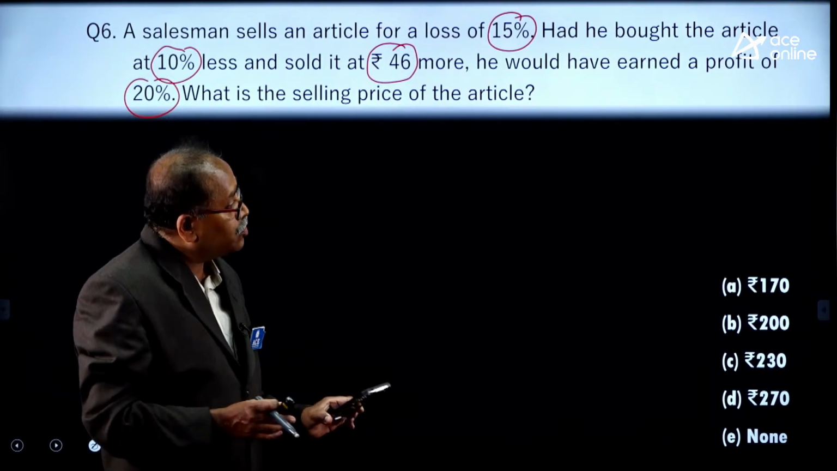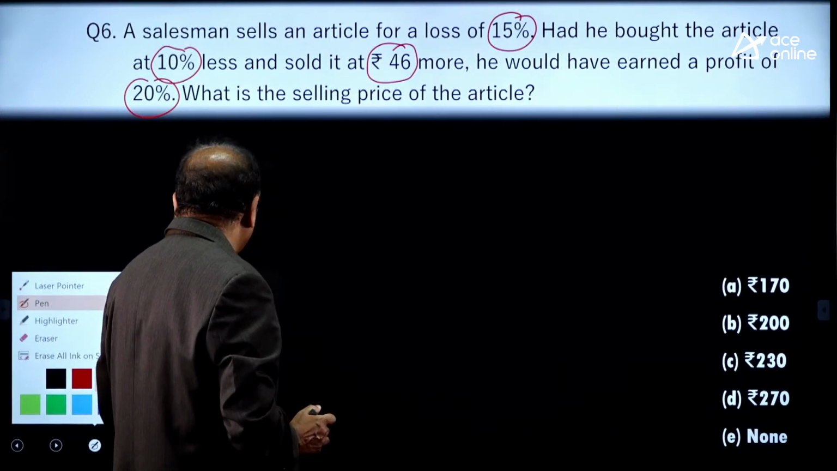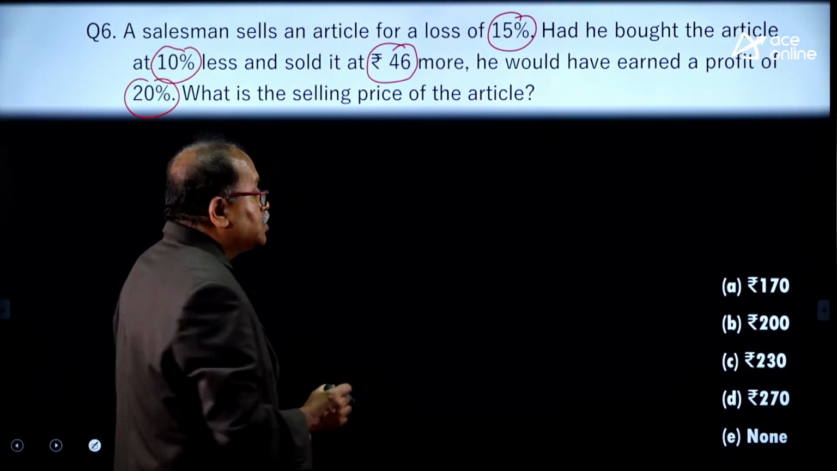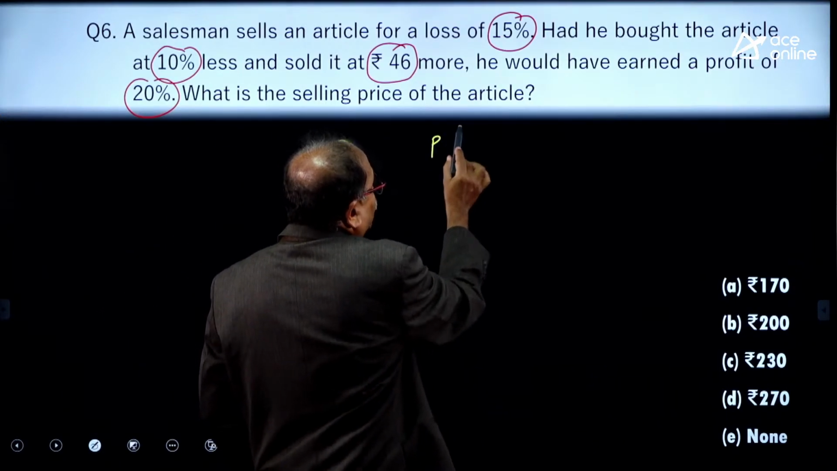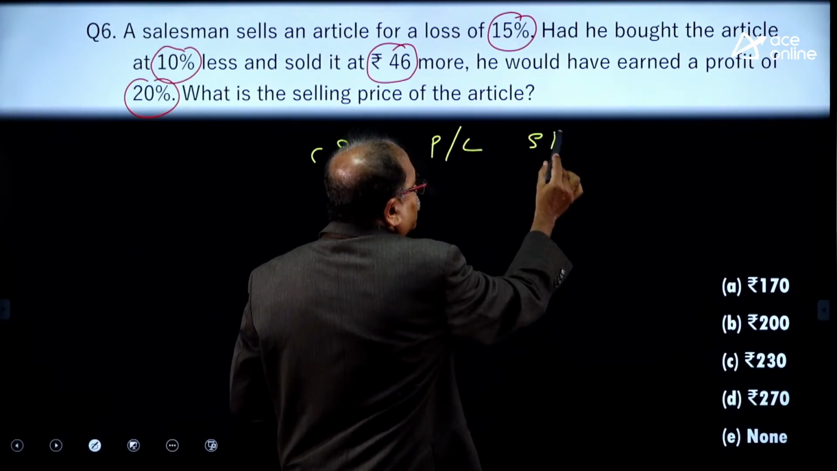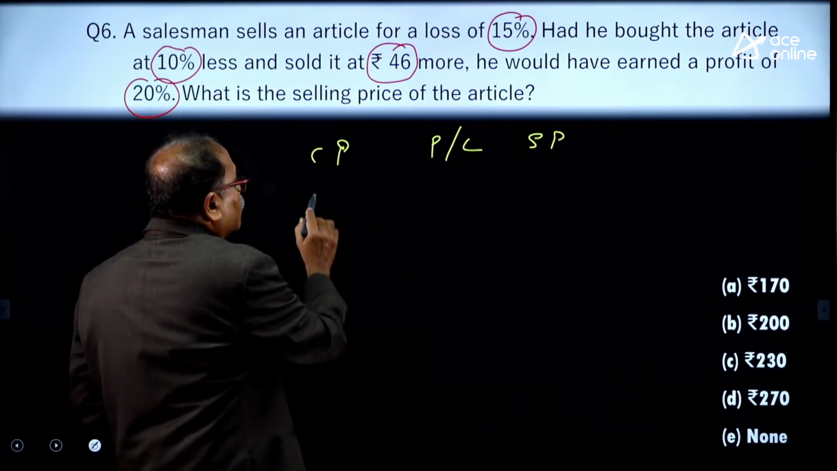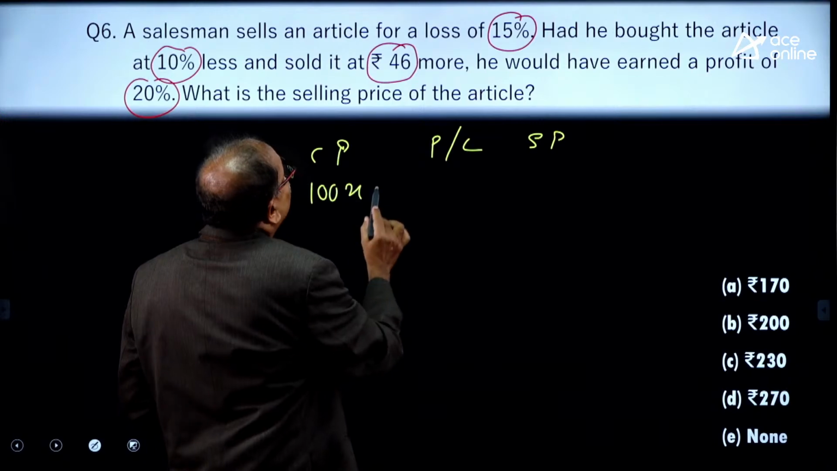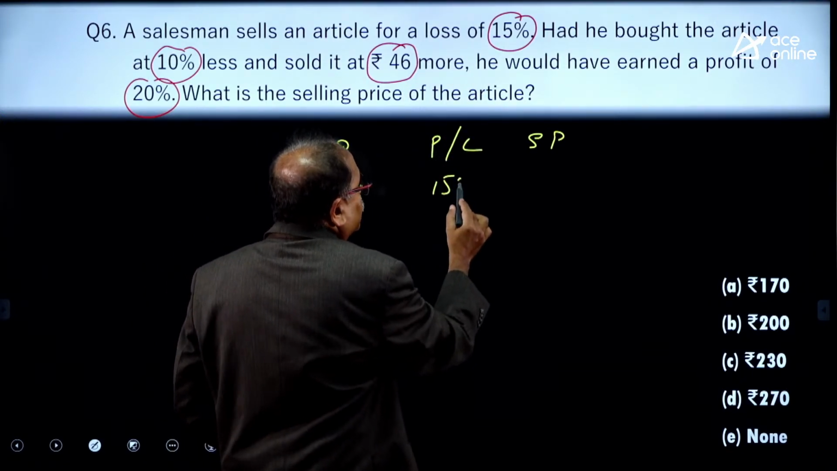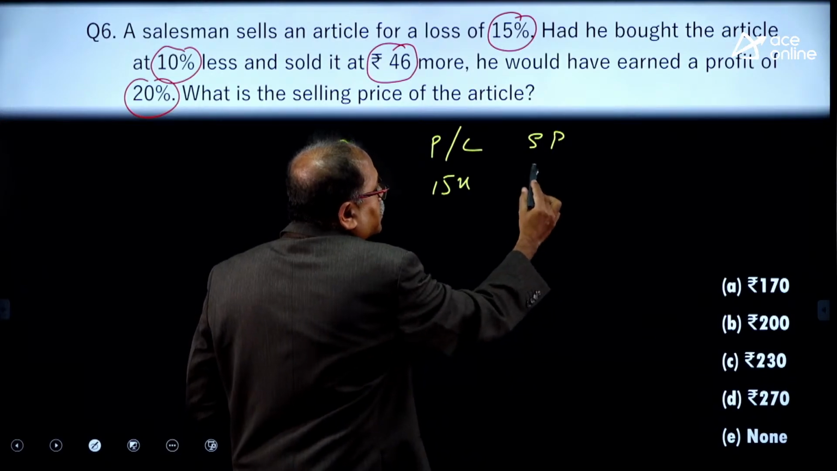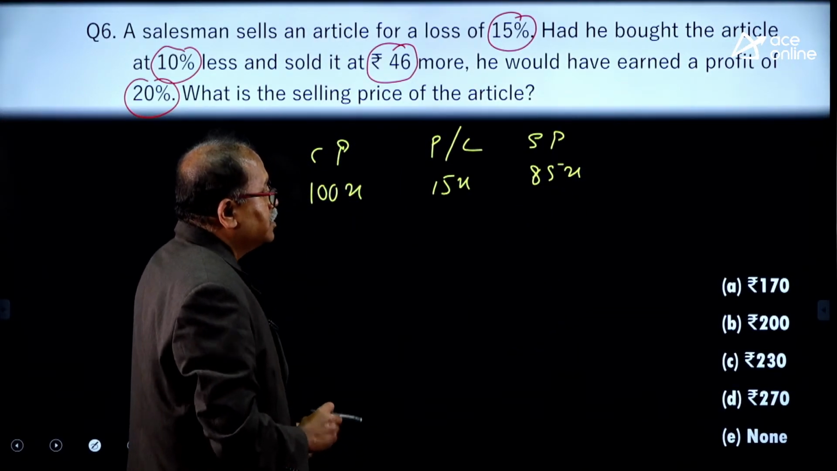Okay. Now, the time is up. I am answering the question. In the meanwhile, if you get the answer, please share with me. So, here I will take the CP, then profit or loss, and then I will take the selling price. This question has to have this kind of flow, where the cost price is 100x, I am losing 15% in the first case. So, that is 15x is the loss, and here the cost price will be 85x, selling price will be 85x. Now, what happens?